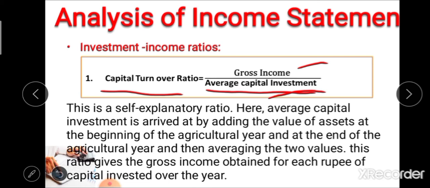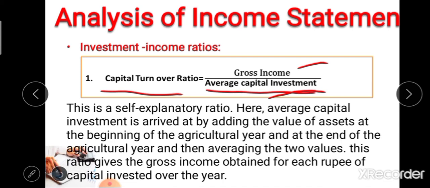This ratio gives the gross income obtained for each rupee of capital invested over the year. That means this ratio shows the relationship between gross income and average capital invested in a year. Whatever rupees are invested in a year, how much gross income is obtained in that particular year can be calculated by using this capital turnover ratio.